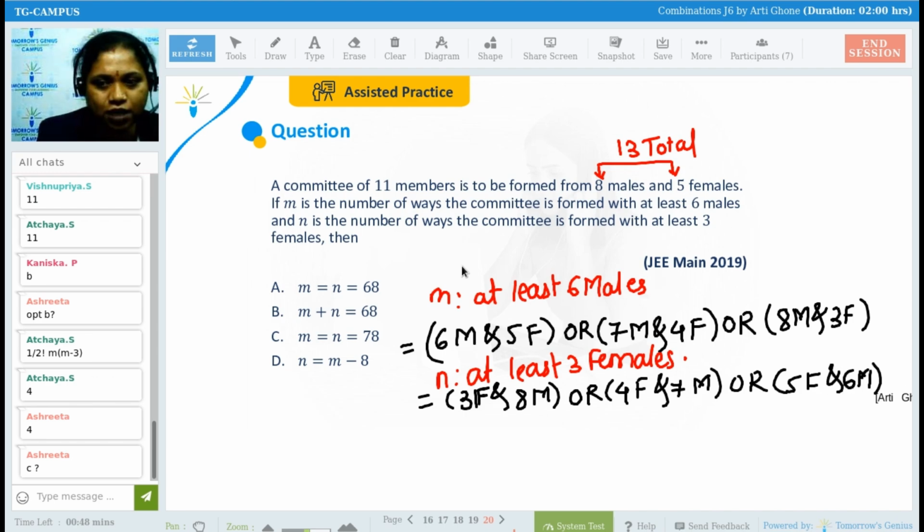Now, if you see, all cases of M and all cases of N are equal. So my options B and D are already gone because all cases of M equal N. Getting it or not? Many of you started calculating, but there is no need. Let's calculate only one of the two ways. Both produce the same answer. This explanation is clear.